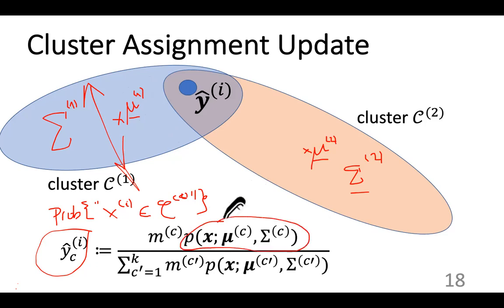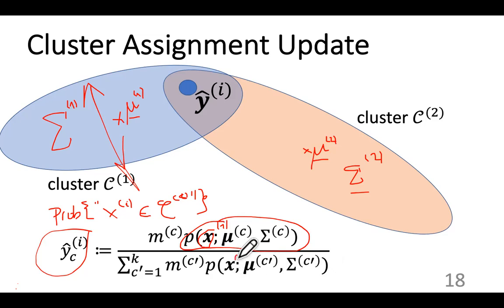But this is the probability distribution of the feature vector given the fact that it belongs to the Cth cluster. But I'm interested in the other way. I'm interested in the probability that the ith data point belongs to the Cth cluster. And for this, I need to normalize by the sum over all probabilities that a data point belongs to a certain cluster.